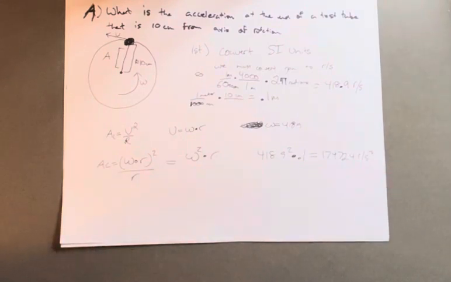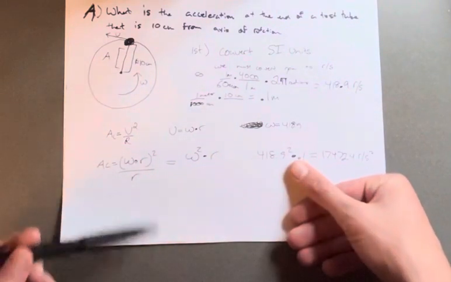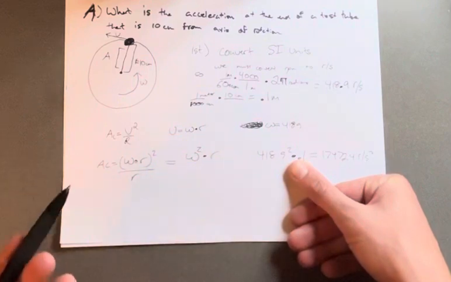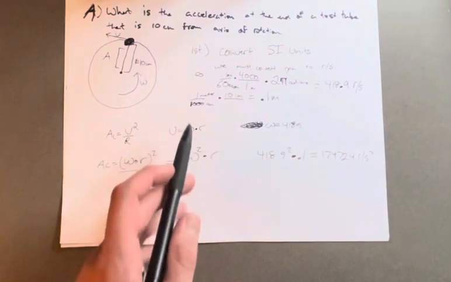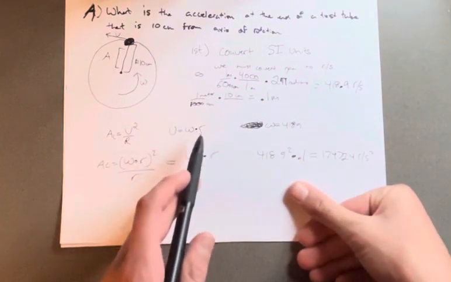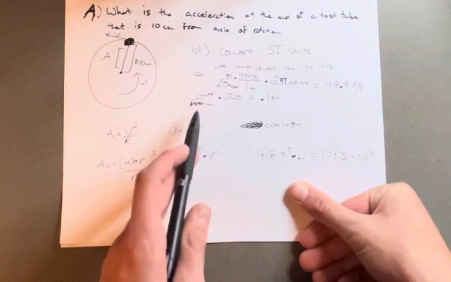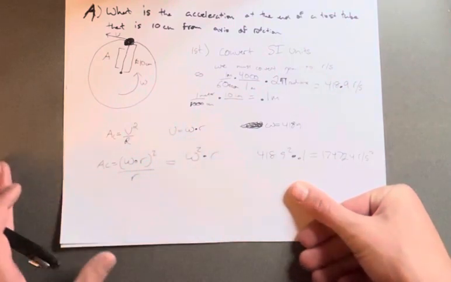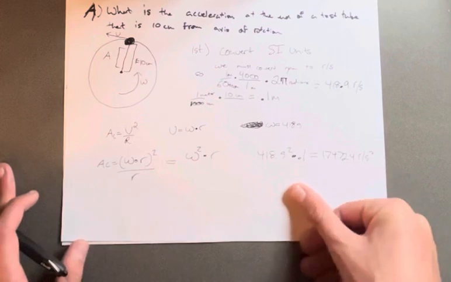radians per second. And then for our radius, we want to get our units in meters. So we're going to do 1 over 100 centimeters times 10 centimeters, which will equal 0.1 meters.